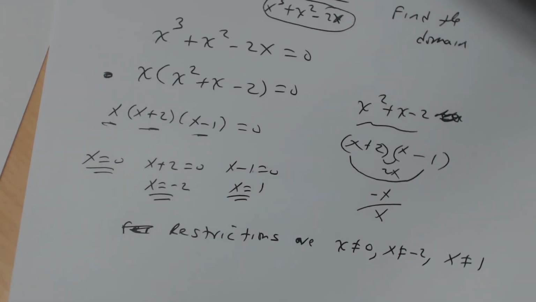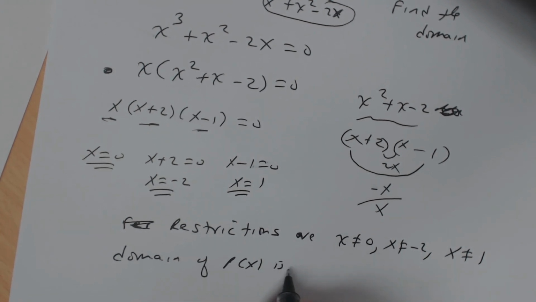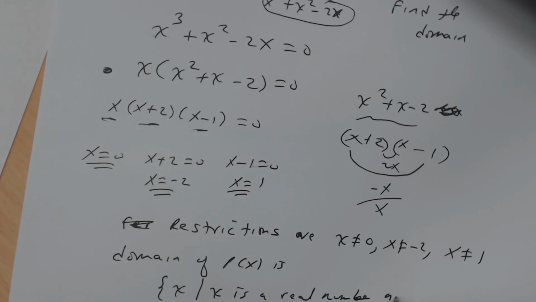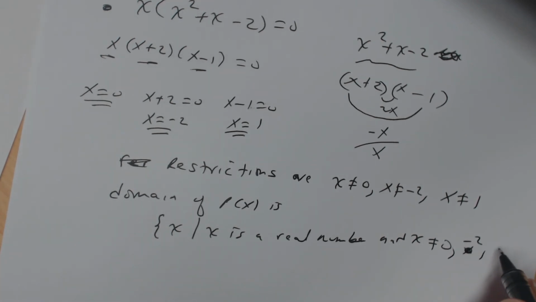Those are the restrictions. So your domain, you're going to write it like this: domain of p of x is the set of x's such that x is a real number and x cannot equal, you just write this over, 0, negative 2, comma 1. You can leave it like that. So x cannot equal 0, negative 2, and 1. Okay? All right, so that's going to conclude this.